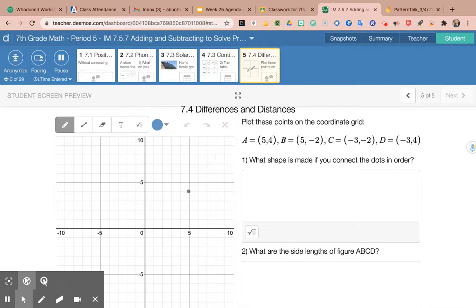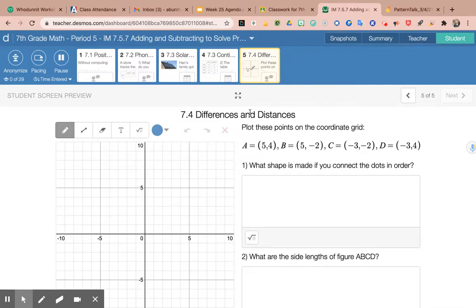All right, for number 5, this one was your homework. It says differences and distances. Differences and distances are the same thing, they're similar. Plot these points on the coordinate grid. So remember, the first number is your side-to-side number, how far you're going left or right. Your second number is up and down, up if it's positive, down if it's negative. So it's important to remember that first: side to side, up and down.